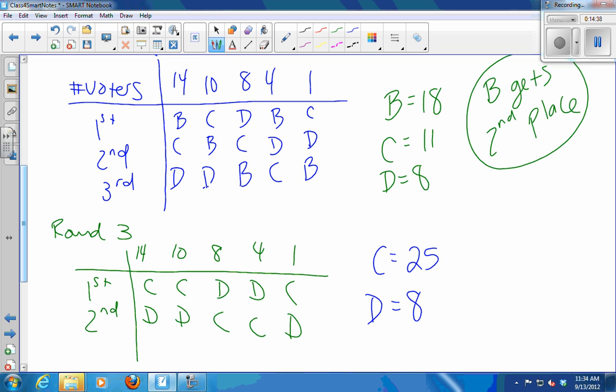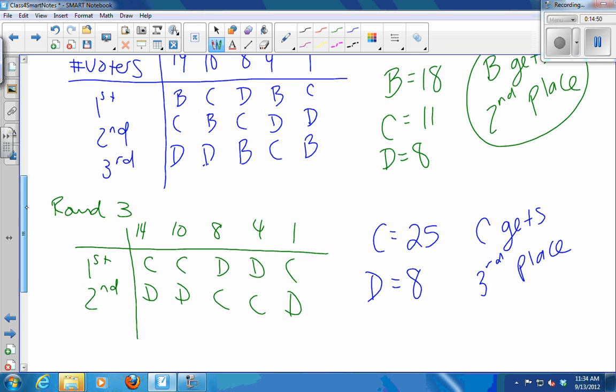So this is the election for third place. So C gets third place, which means that D comes in fourth. D is the last person left.